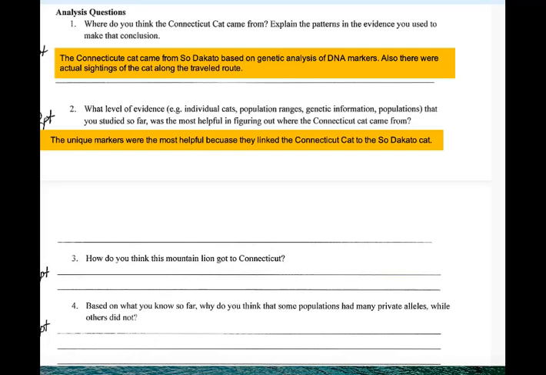How do we think the mountain lion got to Connecticut? We talked about this at the beginning. I don't know if anyone remembers. He got there by dispersal, so traveling to find a new mate. Now, we know that they don't usually travel that far. He traveled over 1,000 miles. It actually took him a year to get there.